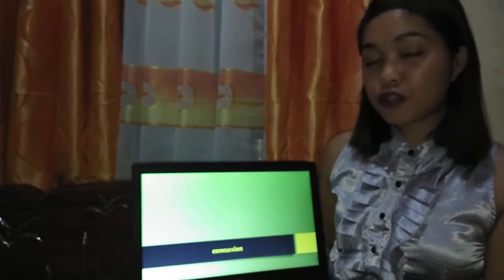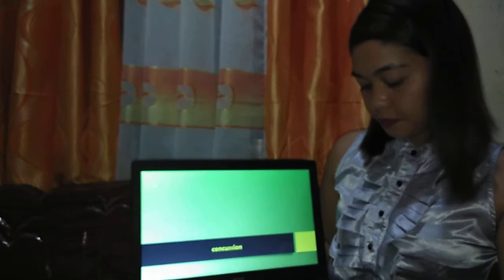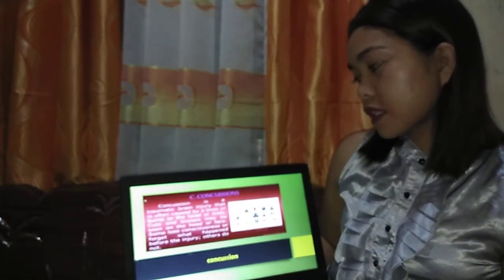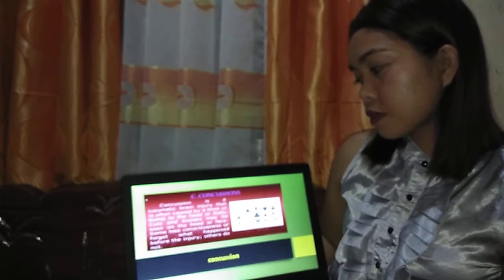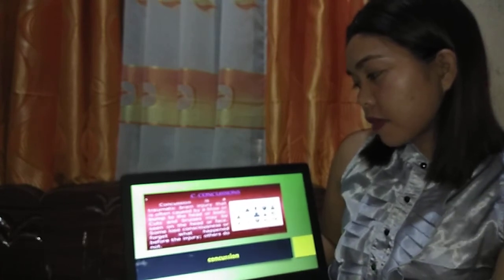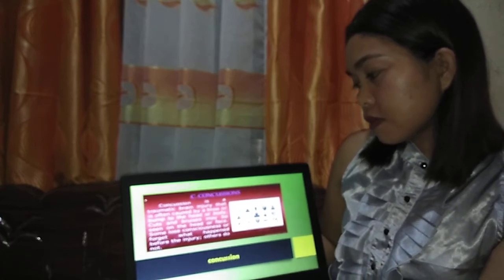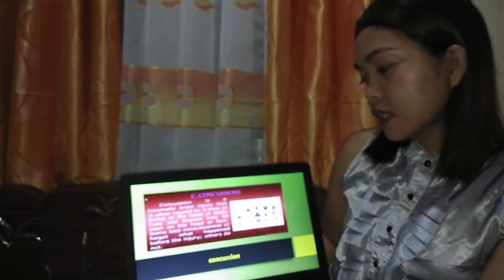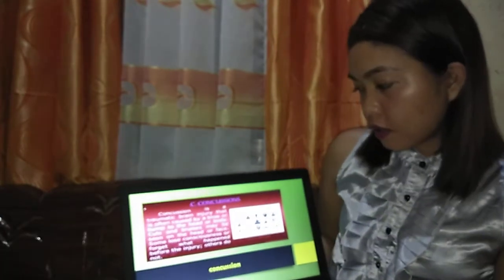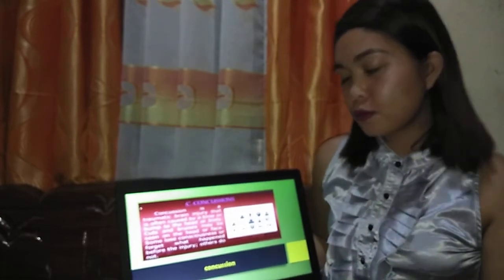And then, concussion. Number 3 is concussion. Concussion is a traumatic brain injury that is often caused by a blow or bump to the head or body. Cuts and bruises may be seen on the head or the face. Some lose consciousness or forget what happened before the injury. Others do not. So, concussion is yung pagkabagok or yung merong force na nangyari sa ulo.